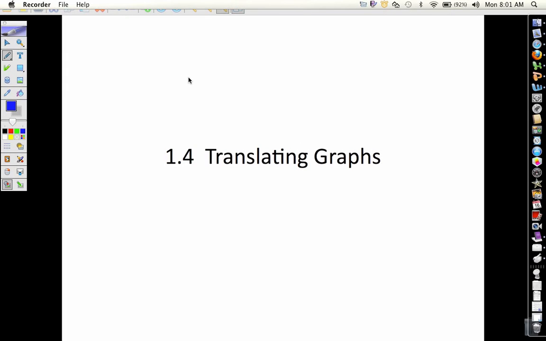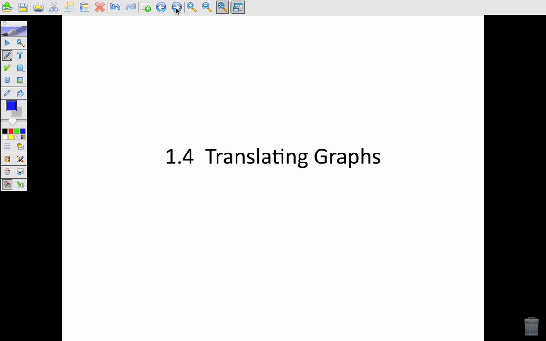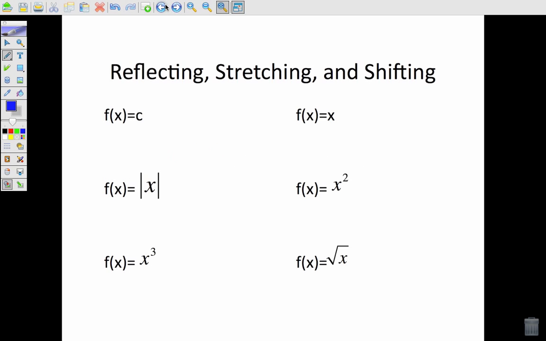This is Pre-Calculus Section 1-4, Translating Graphs. You should be on page 11 of your packet. What we're going to look at today is different functions and how we can translate them or move them around, change what they look like. So we'll be reflecting, stretching, and shifting.